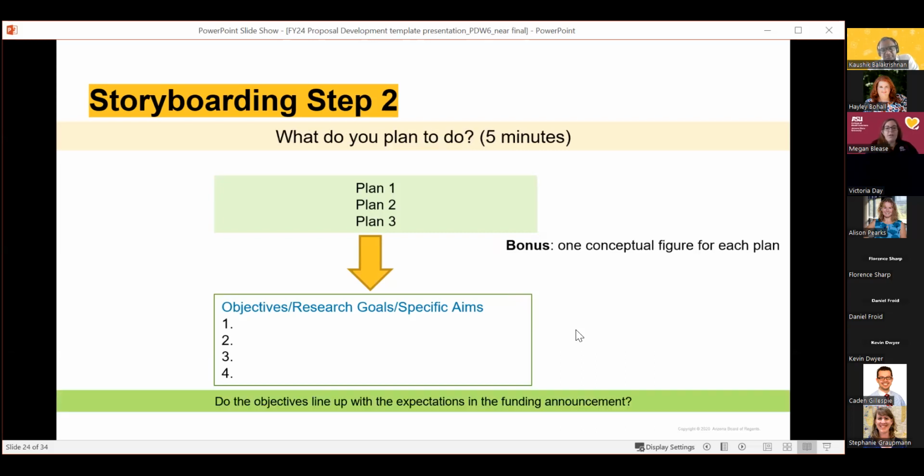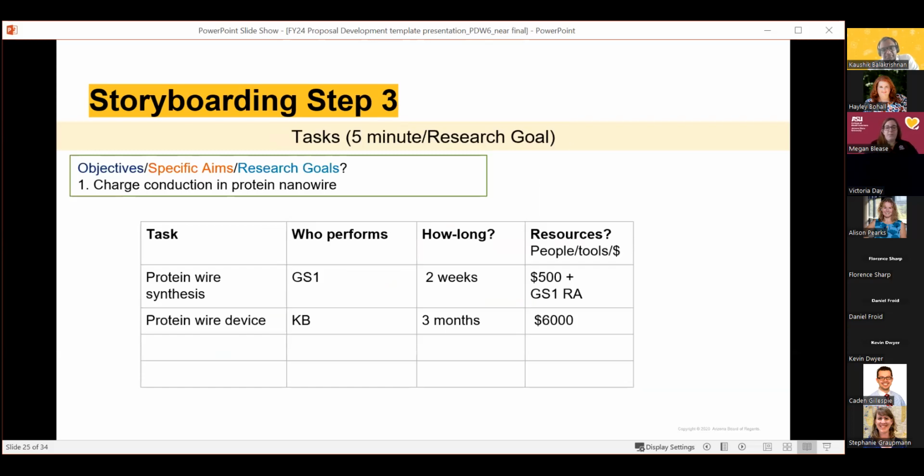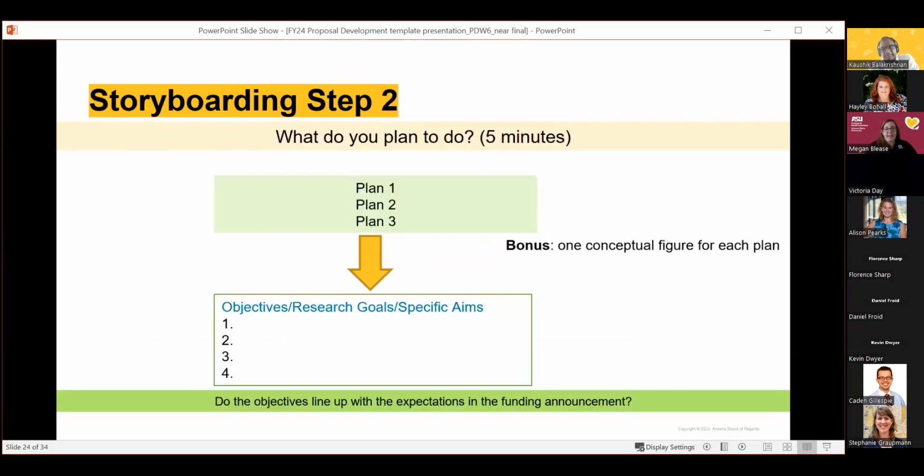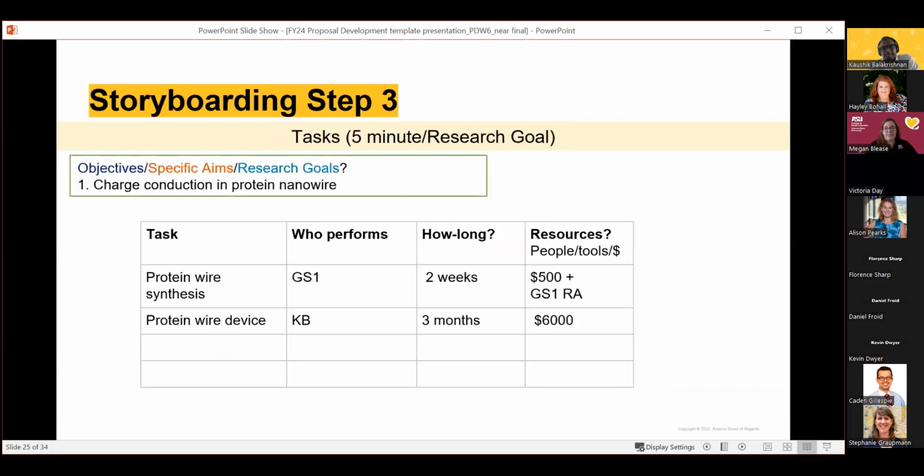So what do you plan to do? Are they all lining up with that? You'll want to make sure that you're writing down each of the tasks that you have. Sorry, I'm probably jumping around a little bit. So you'll want to write down every task so that you can make sure that you're keeping track of all of your research goals.